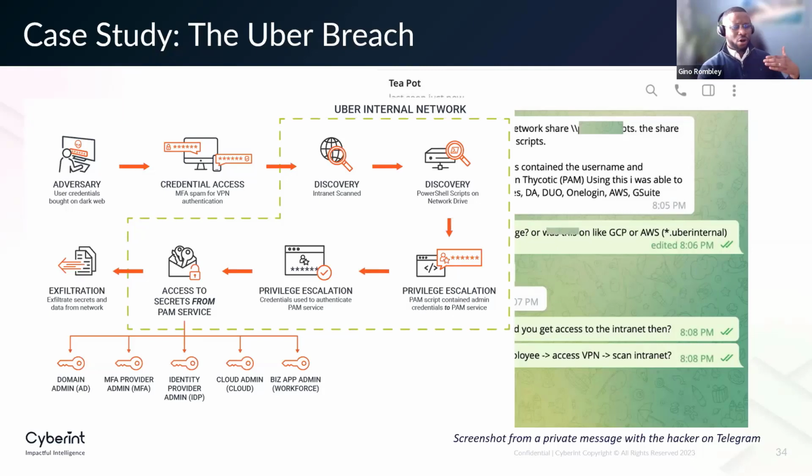Here's an example of how this whole trajectory went, the steps the threat actor took to get to the corporate credentials, the crown jewels in this case, the PAM service with the admin credentials. So he bought the credentials on the dark web that were published on the marketplace. He spammed the user for VPN access. So the employee kept getting a notification: I would like to log in, do you approve, yes or no? And the employee kept on clicking no.